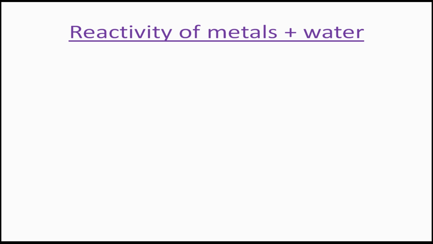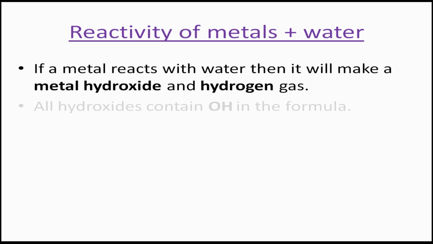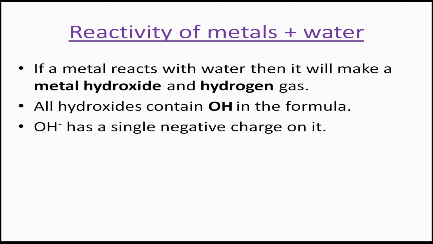So we're going to look at what happens now when we react metal with water. When a metal reacts with water, it's going to make something called a metal hydroxide, and it's also going to make hydrogen gas, which is what we see as the bubbles. All hydroxides, by the way, when we look at their chemical formulas, contain OH joined together. And the OH has actually got a little minus charge on it, which you can see over here, because it's got a single negative charge on it, a -1 charge.